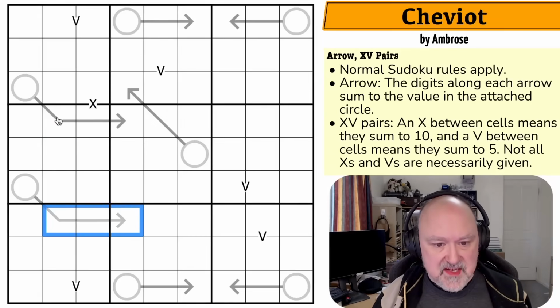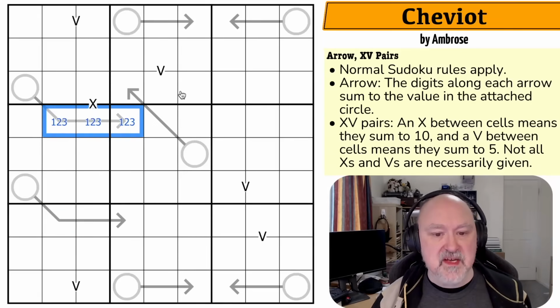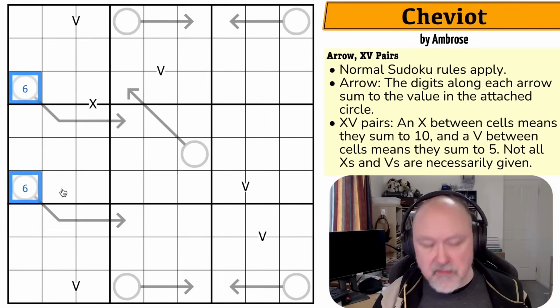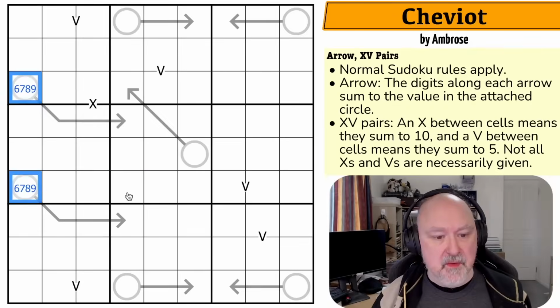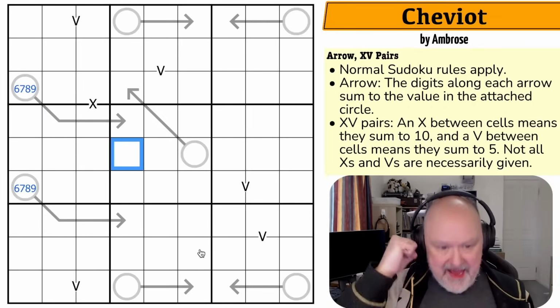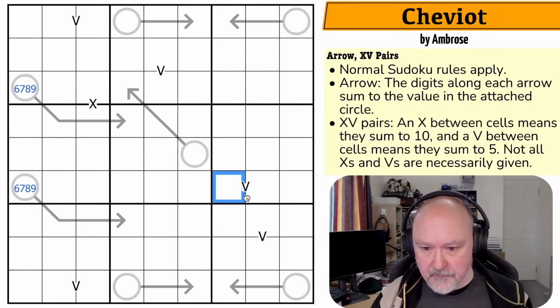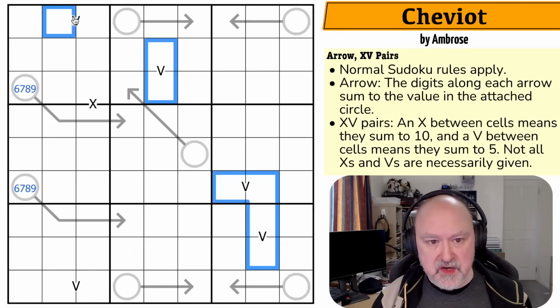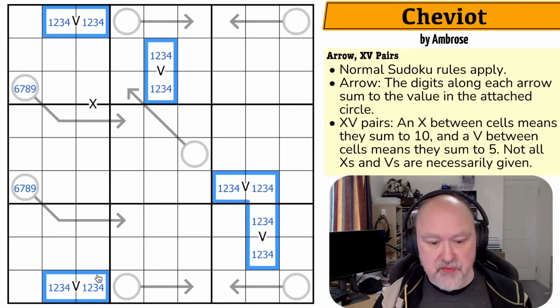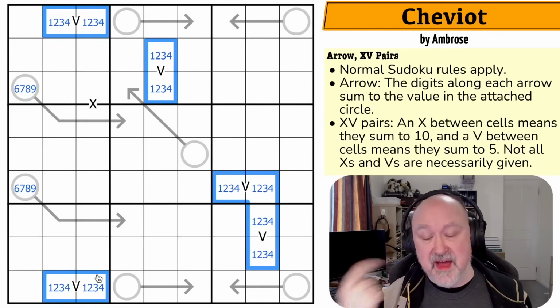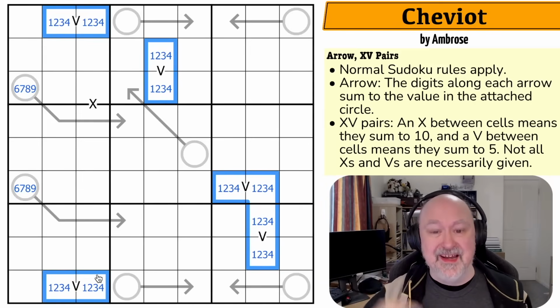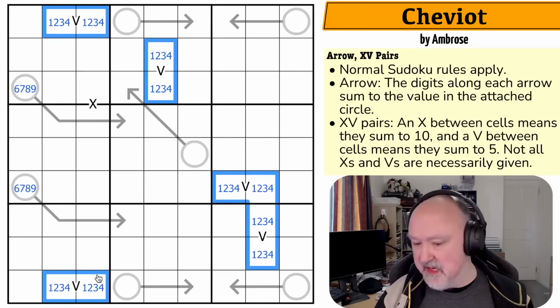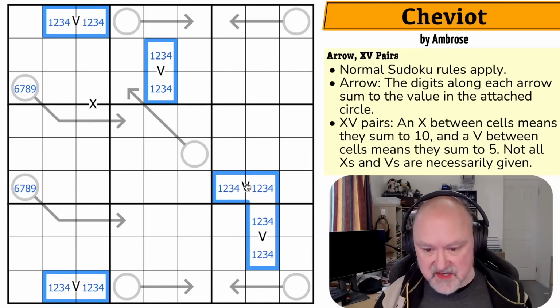We've got some 3-cell arrows. The minimum you can put on a 3-cell arrow is 1, 2, 3. 1 plus 2 plus 3 is 6. So these are a minimum of 6 with a maximum of 9. I have a deduction. I have another deduction, which is all of the V's must be from 1, 2, 3, 4. So these are all from 1, 2, 3, 4. Because if I put a 5 on a V, the other side would need to be a 0. And anything above 5, the other side would need to be negative. I don't have zeros or negatives in a Sudoku grid.